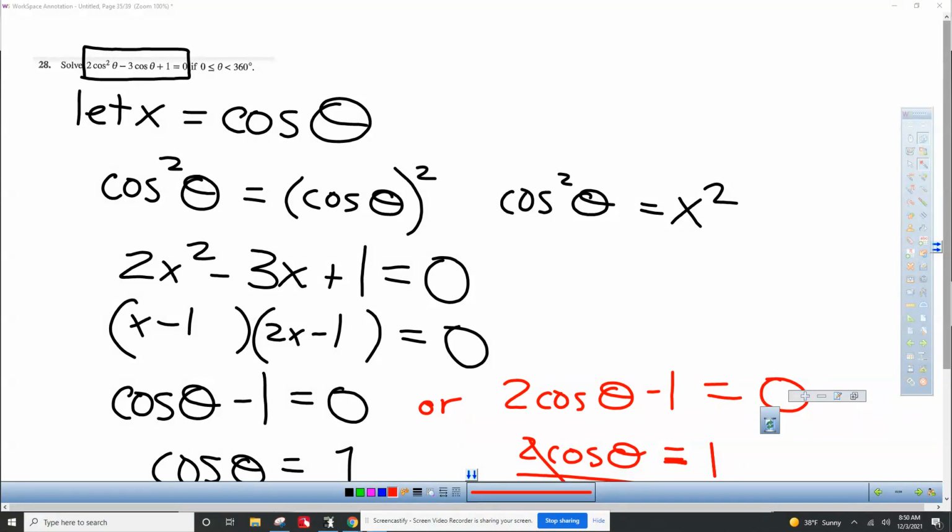So 2 times 1. Yep, look. So this is 2 minus 3 plus 1 equals 0. So I just tested 0 degrees, and it works. See what I'm saying? So it's going to work. Boom.